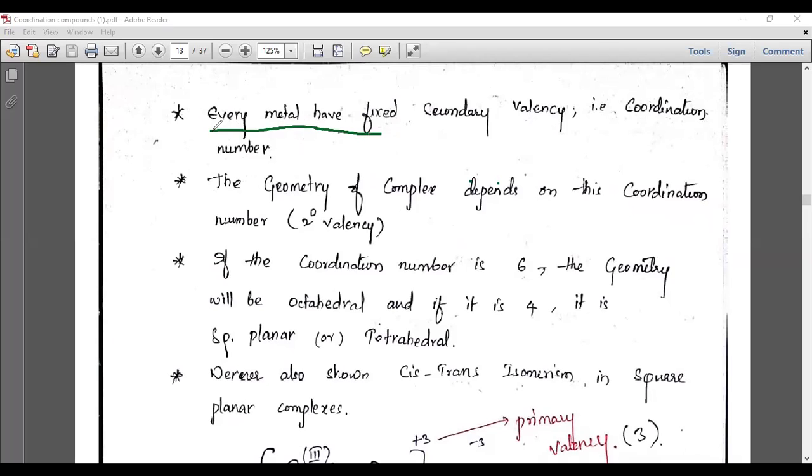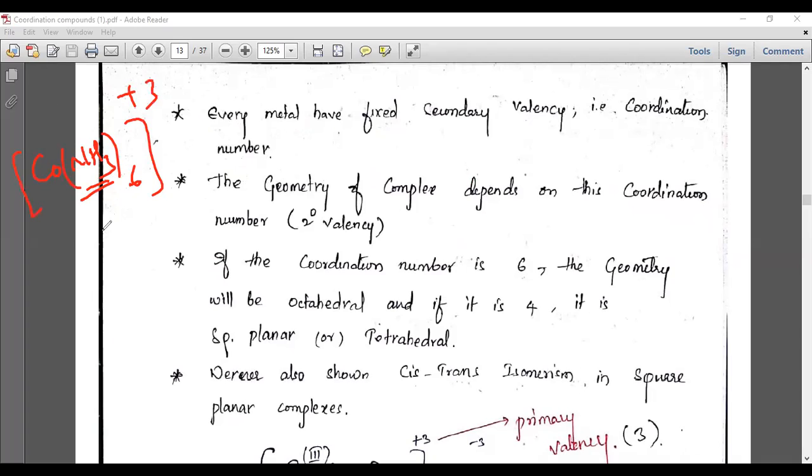So every metal will have a fixed secondary valency, that is the coordination number. It does not change at all, so that will be completely fixed. So 6 coordination number means it doesn't change. So you can write Co, sorry, I will take another pen. So you can write like this: Co, NH3 and this 6 and here plus 3.